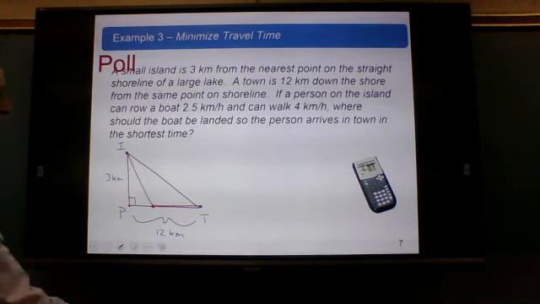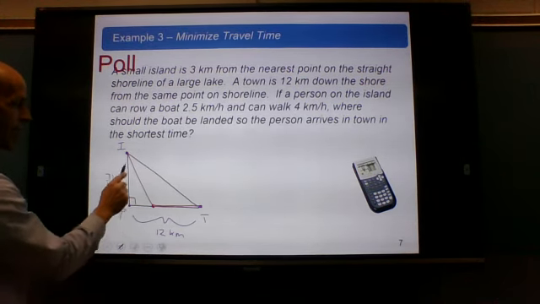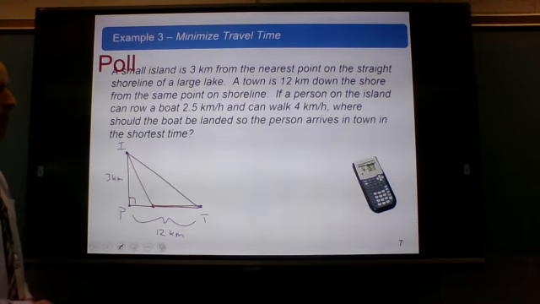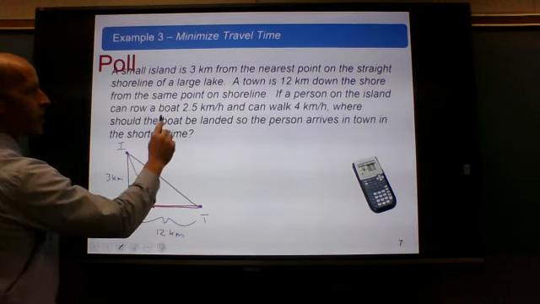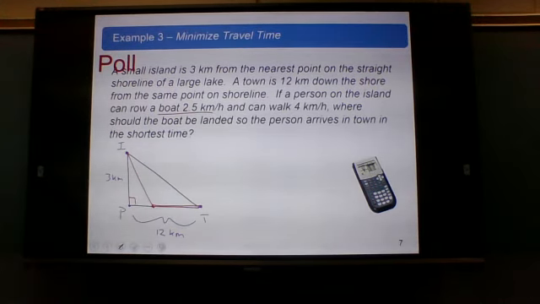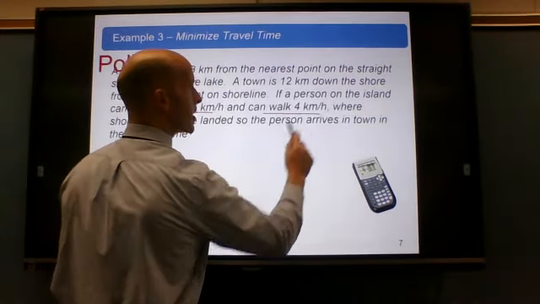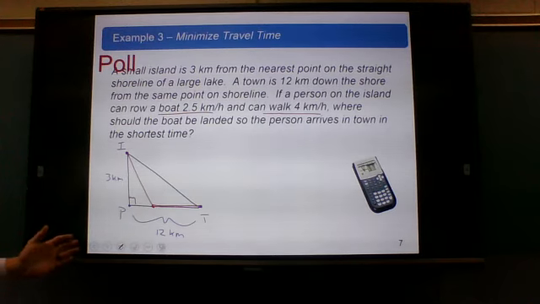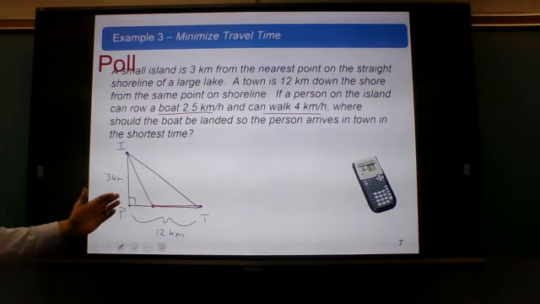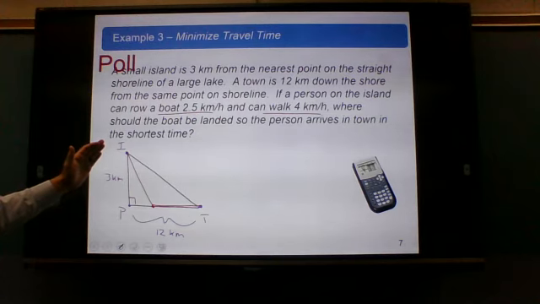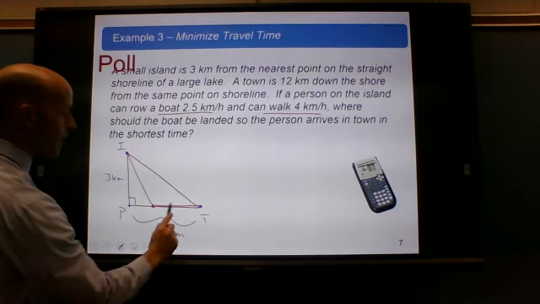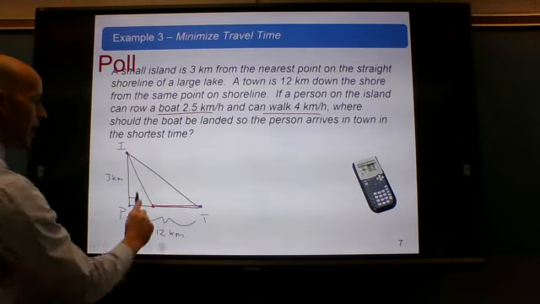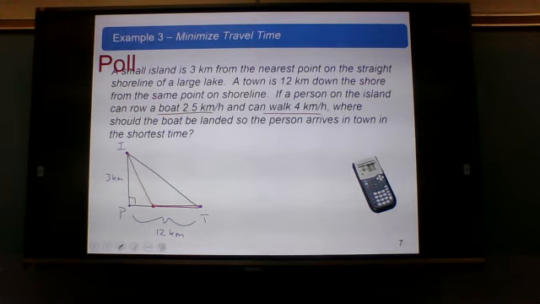Now, please keep in mind, point P is actually not necessarily going to be the fastest way. And the reason is in the boat, you can only travel 2.5 kilometers per hour. You can actually walk in this problem 4 kilometers per hour. So in this scenario, we can actually walk faster than we could paddle the boat. So it actually turns out we can walk faster this direction than we can once we're in the water. So now we've got to try to set this up.